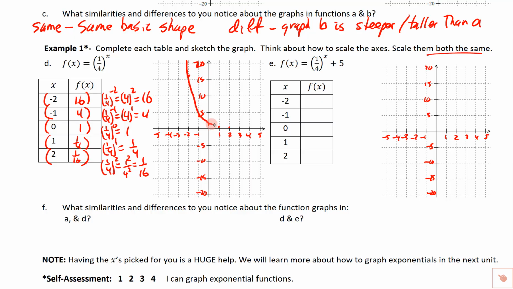We're going to hit each one of these points, or at least as close as we can. Going to run along like that right there. So there's the graph for D, and let's go ahead and take a look at E. On this one, we've got the same function right here, but then we add 5.